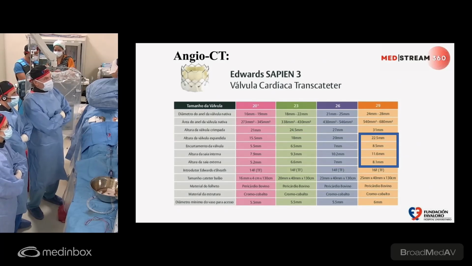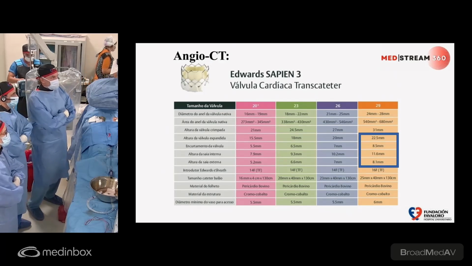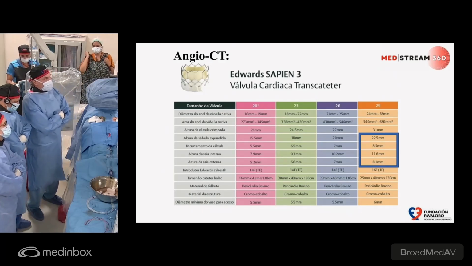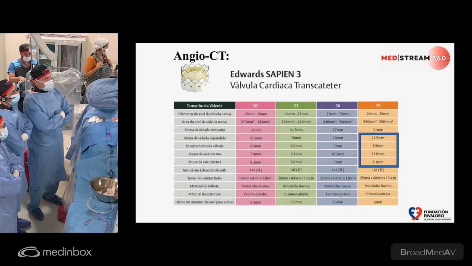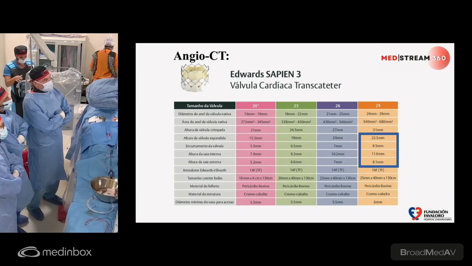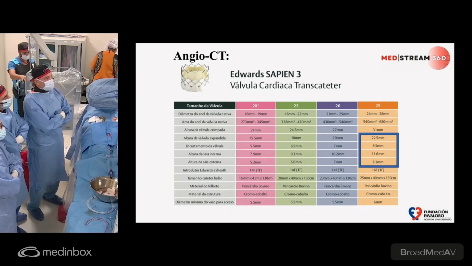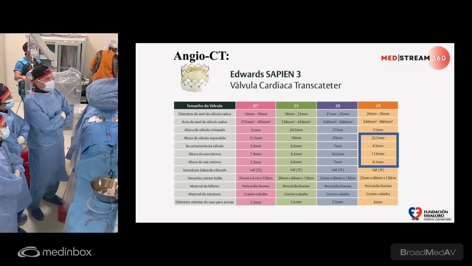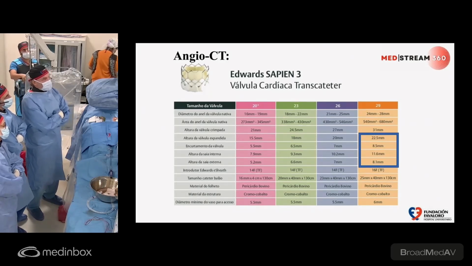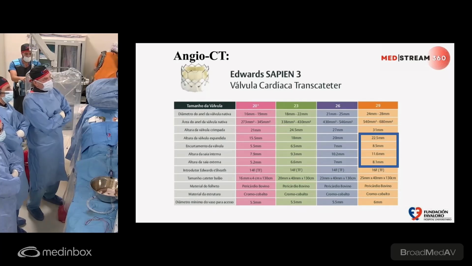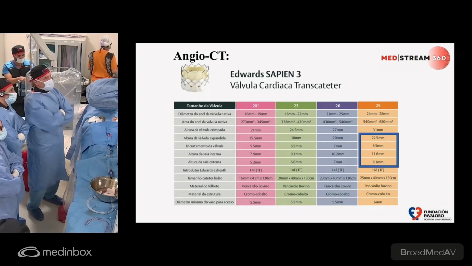So here is the valve when it's crimped. The length of the valve is 30, but after the full dilatation, it's going to be 24, with probably 11 or 12 above the annulus, and another 8 millimeters intra and below the annulus.